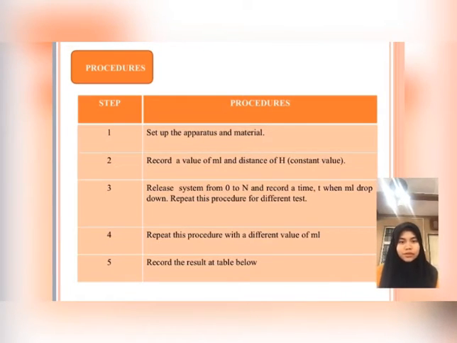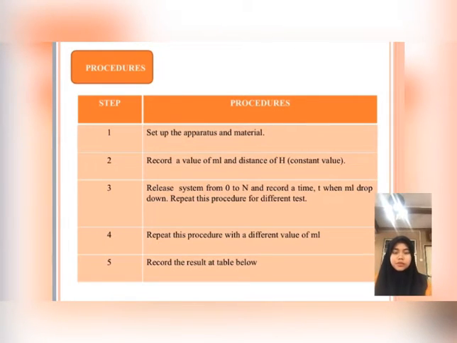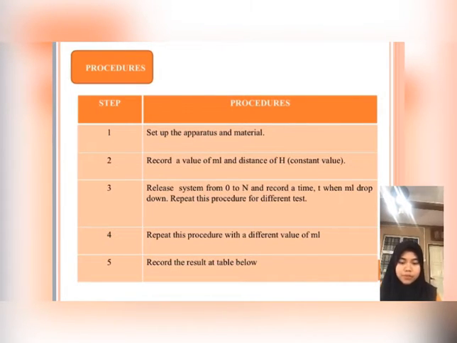So I will tell the procedure. Firstly, set up the apparatus and material. Second, record a value of m1 and the distance h, a constant value. Then release the system from rest and record the time when m1 drops down. Repeat this procedure for different tests. Next step, repeat the procedure with a different value of m1. Last but not least, record the results in the table below.